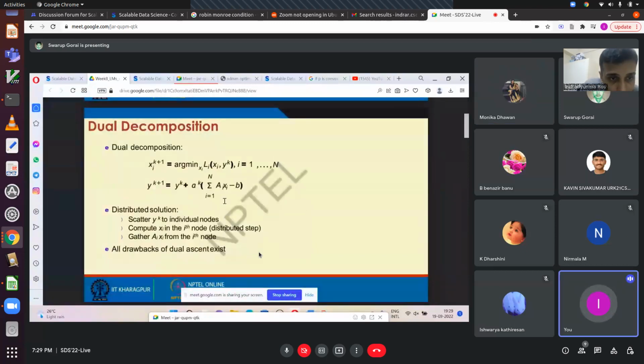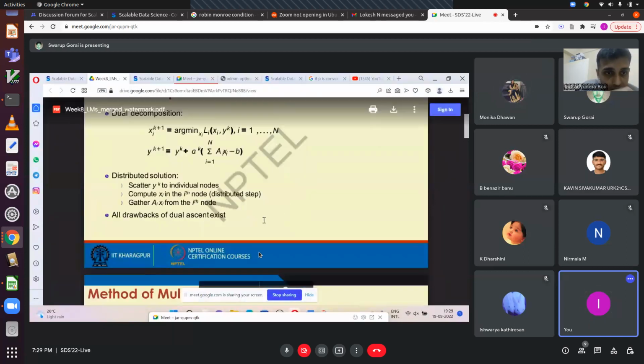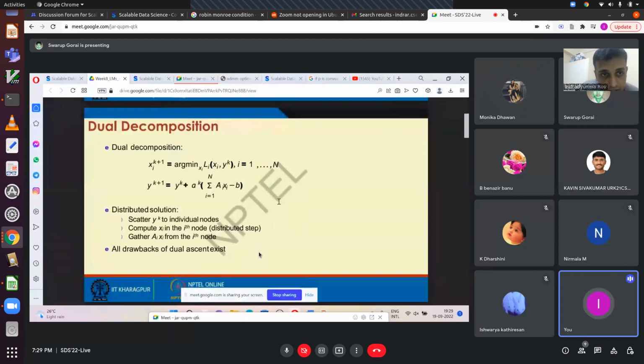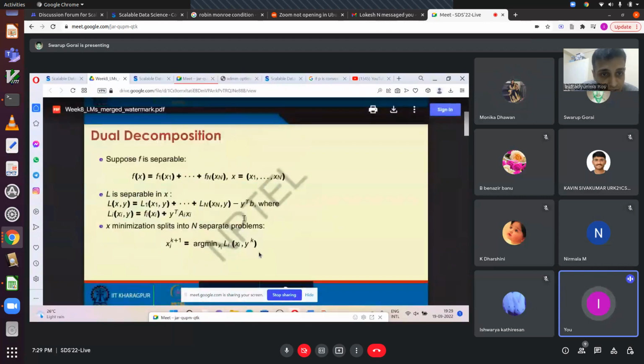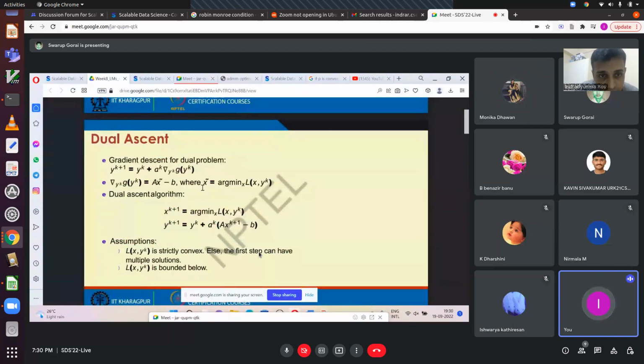Yes, so it's written: all drawbacks of dual ascent. Here they introduce rho, but above that, if you see in the slide, it has all the drawbacks of dual ascent. It basically refers to those drawbacks. Here they are doing something very similar to ADMM: first attacking X, reducing it, then fixing X, and then attacking Y.